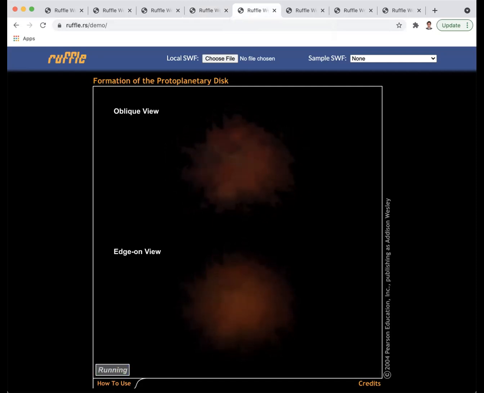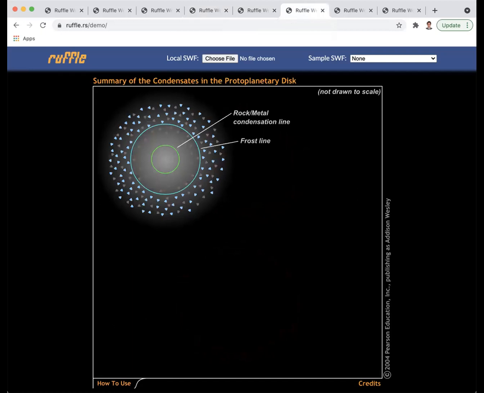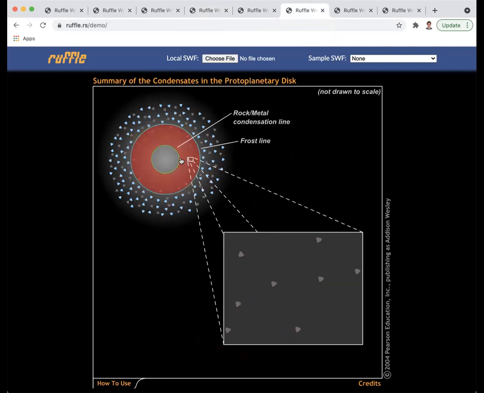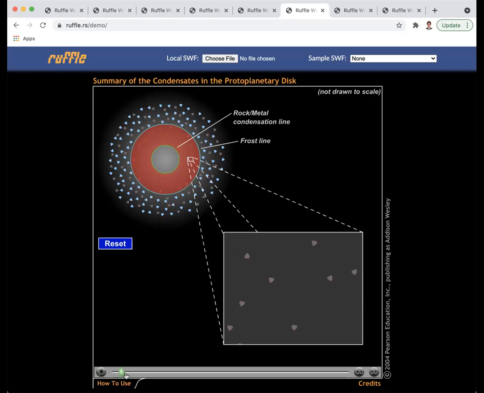So I think I played this before, so let's go to this. So here, you're inside the frost line, right? So that's why there aren't many particles inside. So let's take a look. So these particles are getting closer and closer together. They stick together, so they build up to more massive particles eventually, right?